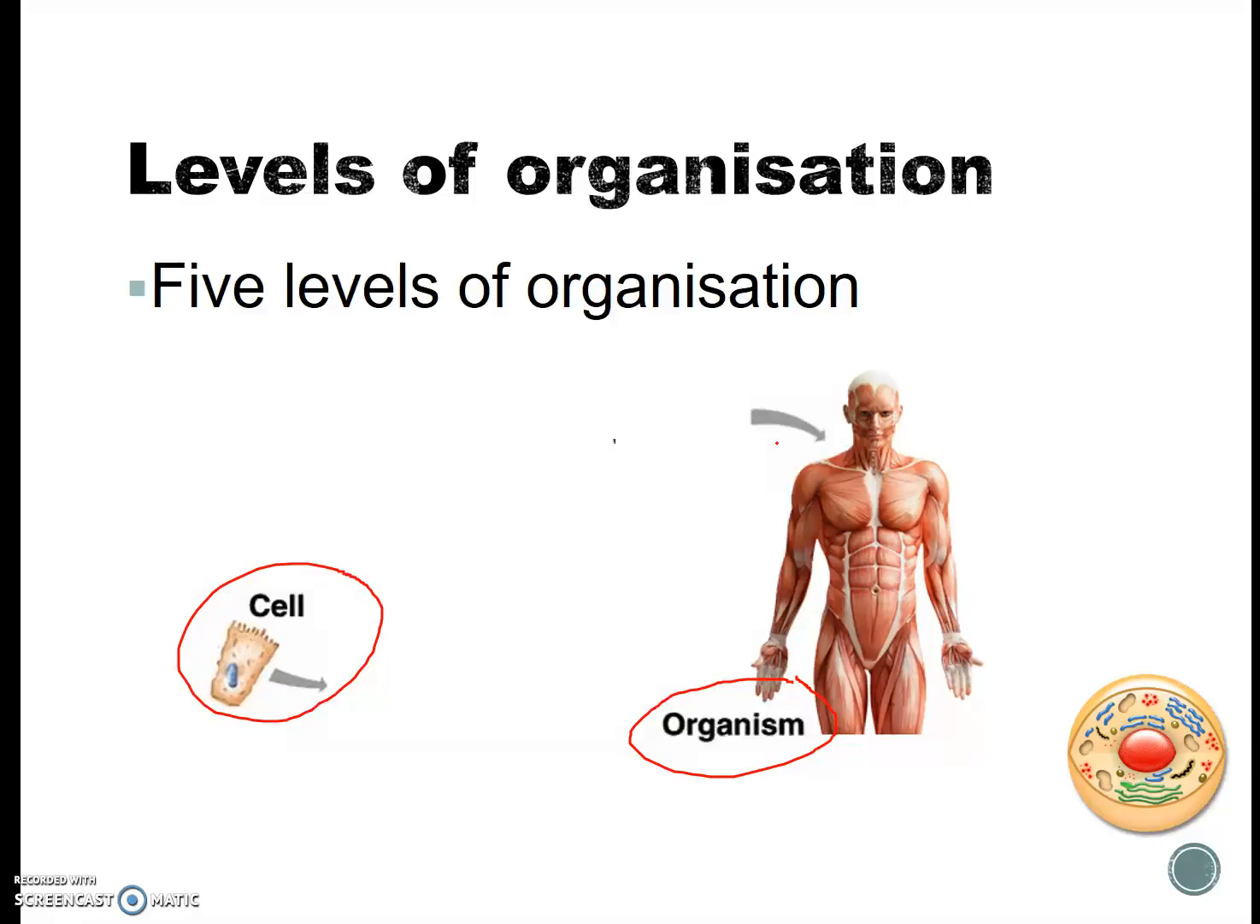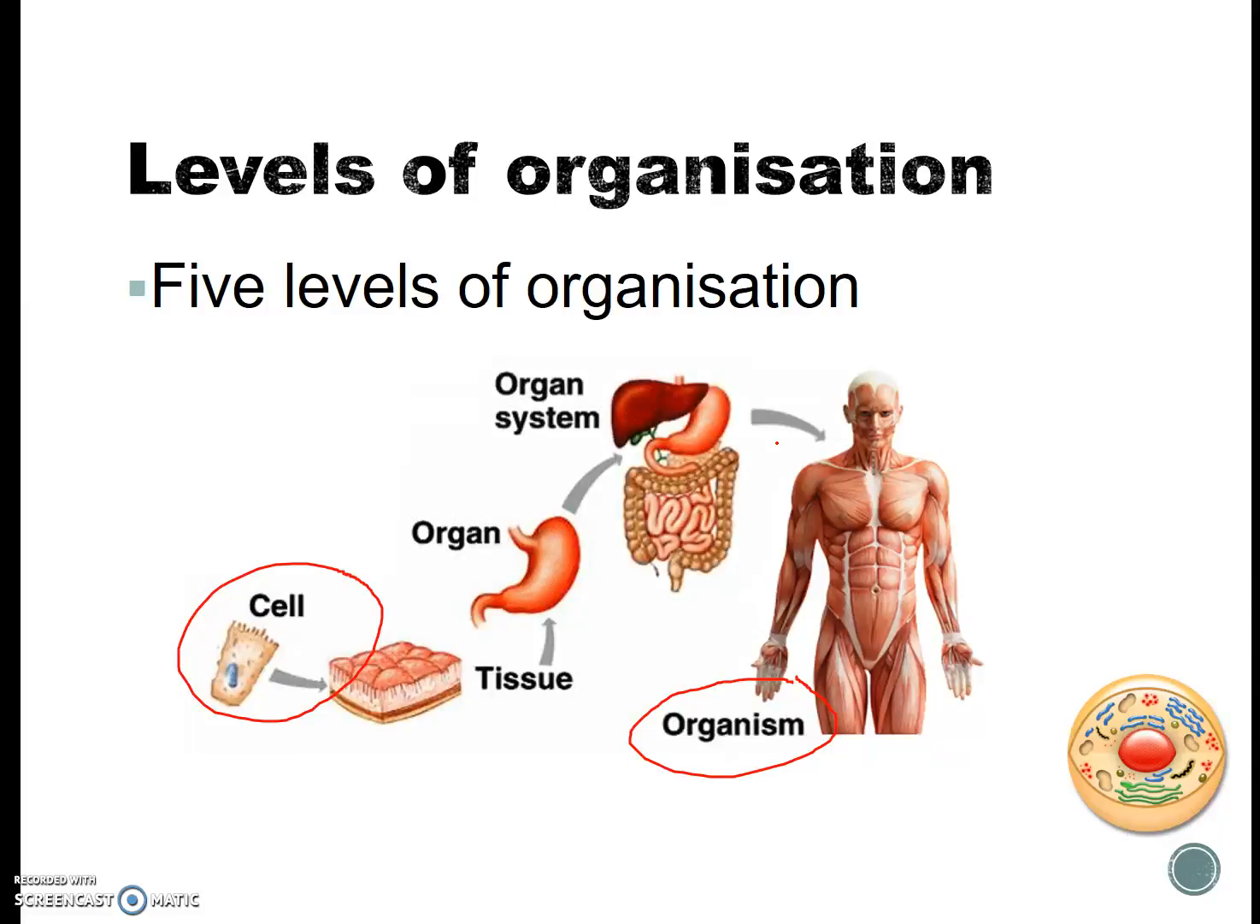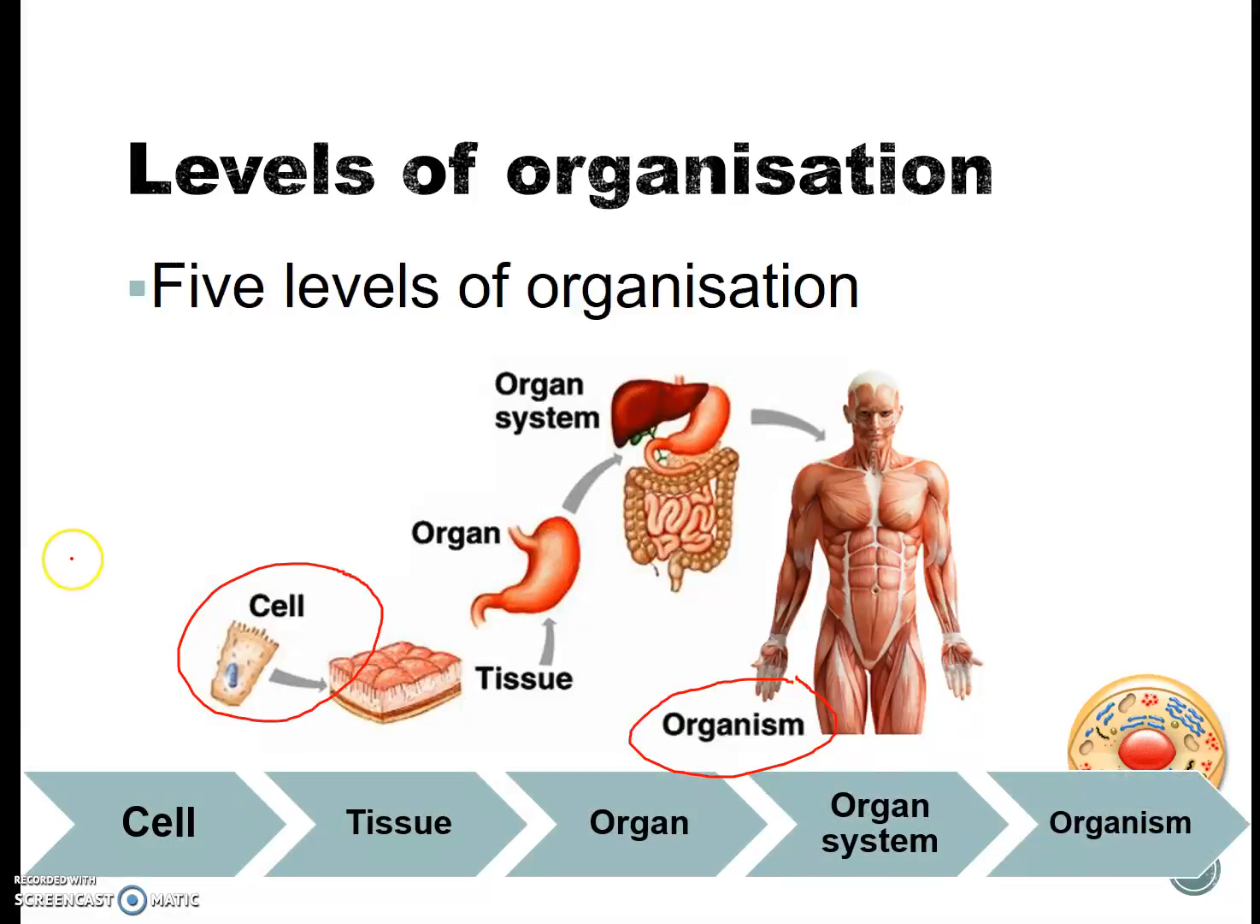Well, the cells are organized to form tissues. The tissues are organized to form organs. Organs are organized to form organ systems. So there are 5 levels in all, and you need to know these 5 levels by heart. Cell, tissue, organ, system, organism. Pause here to get it into your head if you haven't, and you can move on.